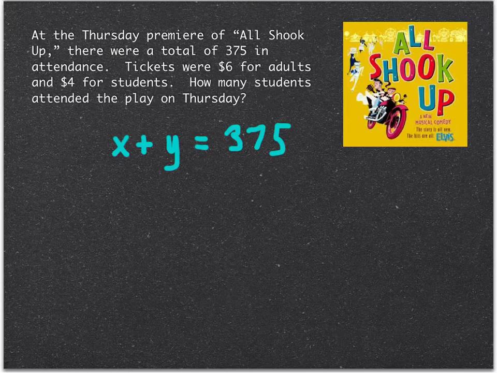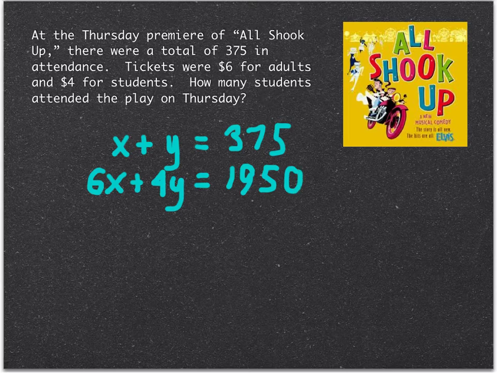And then the one thing I forgot to mention in the problem is that there were $1,950 collected from everybody. So that means my next equation is going to represent something with the money here. So it's going to be 6x, $6 for every adult, plus 4y, $4 for every student, and that's going to equal 1,950. So there's my system of equations.